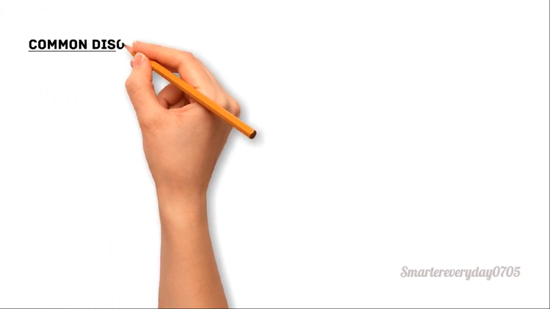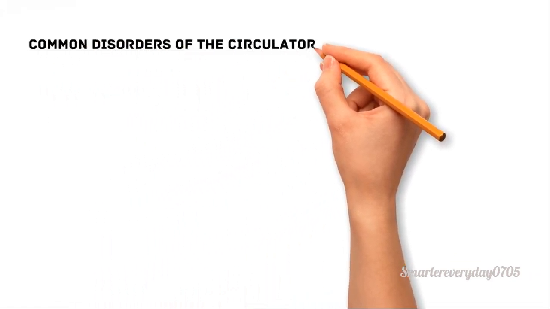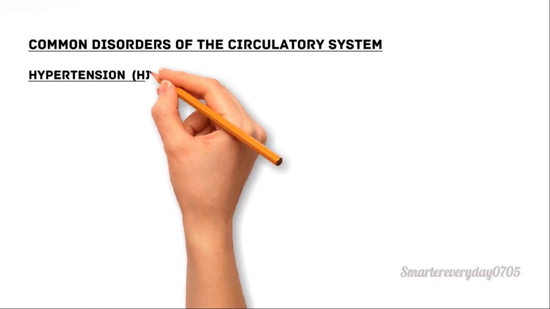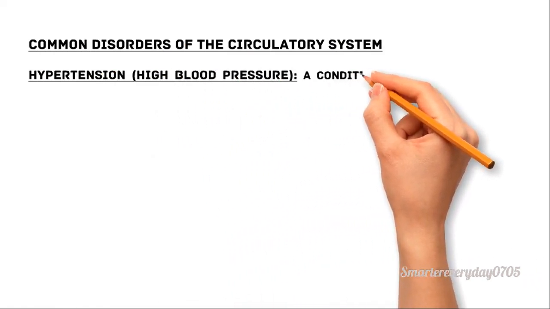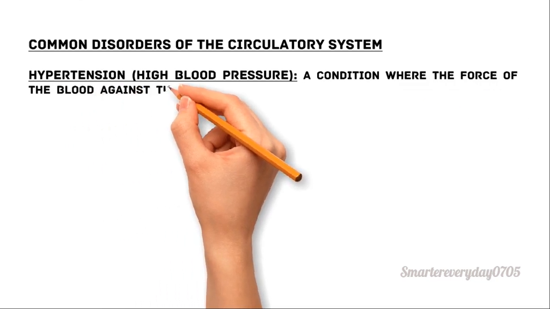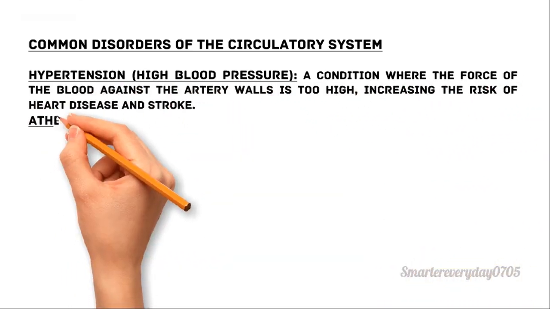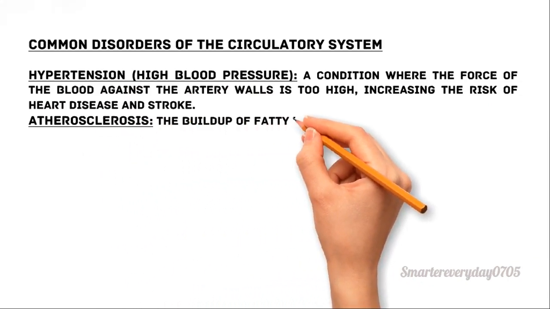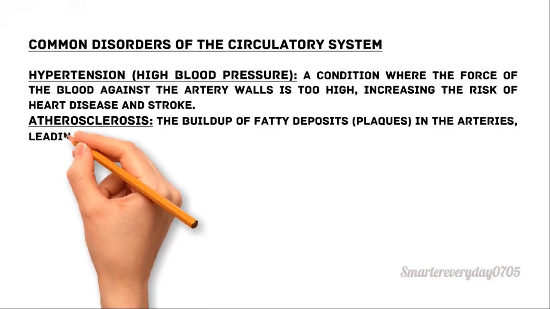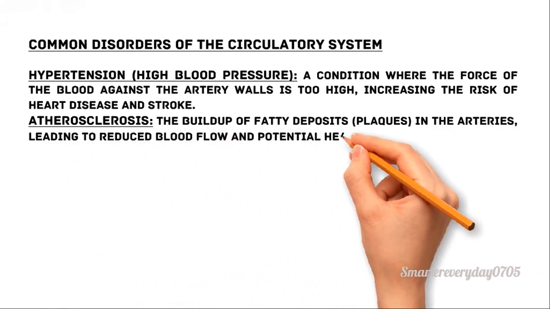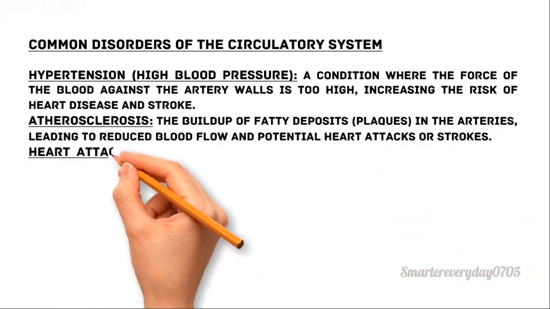Common disorders of the circulatory system. Hypertension. A condition where the force of the blood against the artery walls is too high, increasing the risk of heart disease and stroke. Atherosclerosis, the buildup of fatty deposits in the arteries, leading to reduced blood flow and potential heart attacks or strokes.